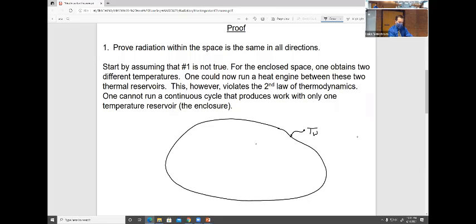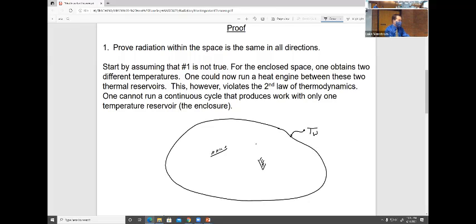You say, okay, start by assuming that the opposite is not true. So you have all of these walls at T_W, and they represent a thermal reservoir. Energy can come from the walls at one temperature. So imagine putting two surfaces on the inside of this isothermal reservoir.